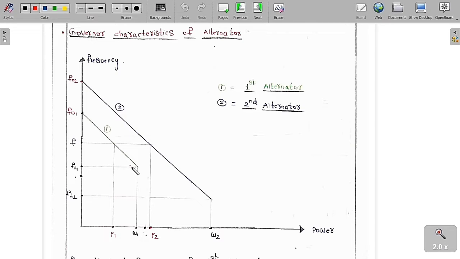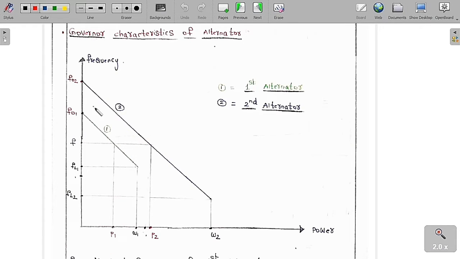Similarly, W1 is called the full load rating of the first alternator. We can assume that kVA is the same as kW. So W1 is the full load rating of the first alternator, given in kVA or kW; we can assume either. And P1 is called the load shared by the first alternator. So you can see clearly here, F01 is the no load frequency of the first alternator, FL1 is the full load frequency, and W1 is the full load rating. Whether you convert to kW or kVA, you can go for anything. This P1 is the load shared by the first alternator.